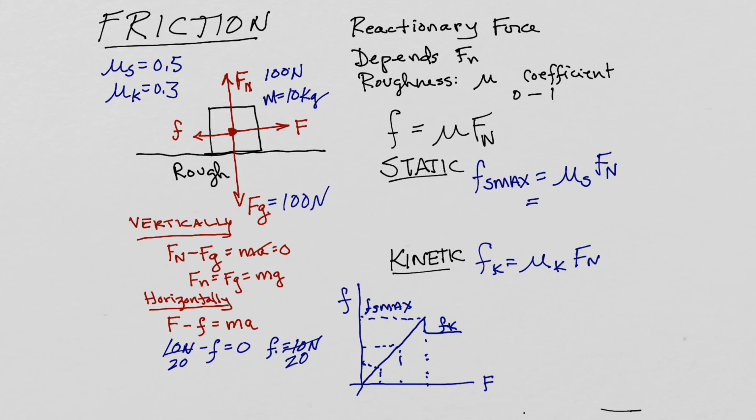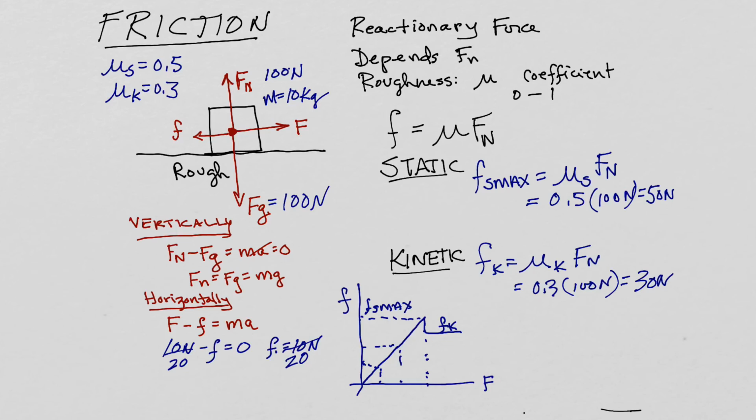So in this case, this is 0.5 times 100 newtons. So the maximum available static friction is 50 newtons. In this case, it's 0.3 times 100 newtons, or 30 newtons.